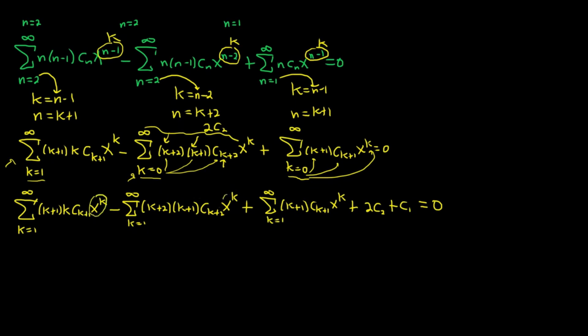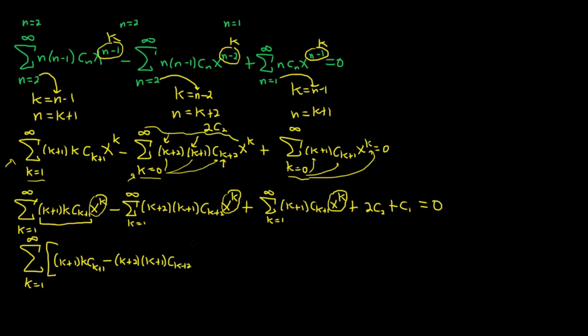Now we can finally combine all of these sums because they all have x to the k's. You see x to the k, x to the k, x to the k, and they all start at the same number. So we have the infinite sum as k runs from 1 to infinity. I'm going to put a bracket here, and I'm going to factor out everything. So we have this piece here. So k plus 1, k, c sub k plus 1, minus, this is fun, I have not done this problem before making this video, so this is really interesting. So k plus 1, I'm trying to be really careful.